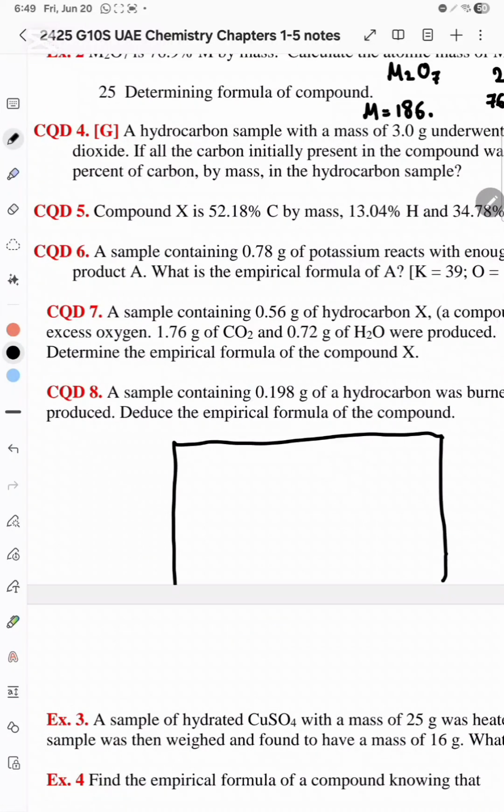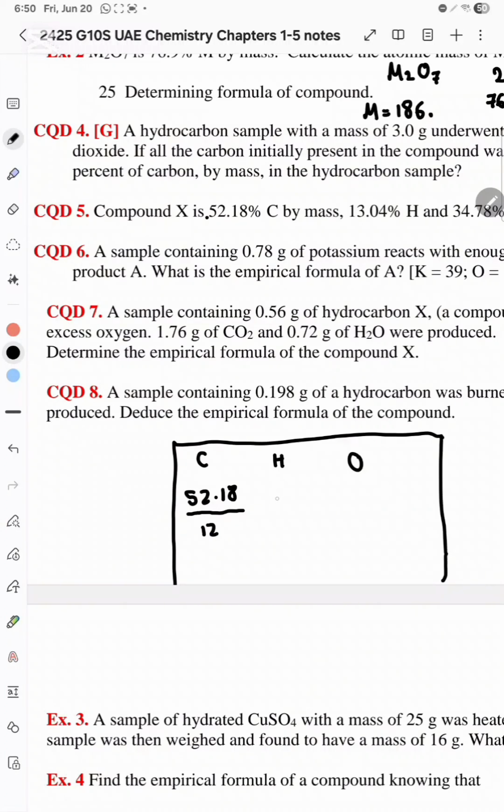So first, we're going to consider the percentages as grams. We consider each percentage as how much it is in grams out of 100 grams. So what we're going to do is find the moles, considering that 52.18 is how many grams we have, not percentage. So for carbon, for hydrogen, and for oxygen we have, right? For carbon, we have 52.18, and then you're going to divide it by the molar mass of carbon, which is 12.